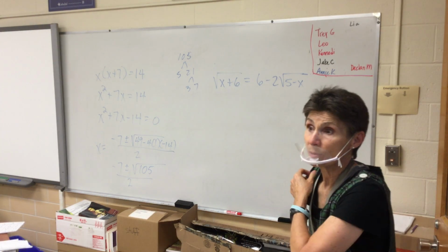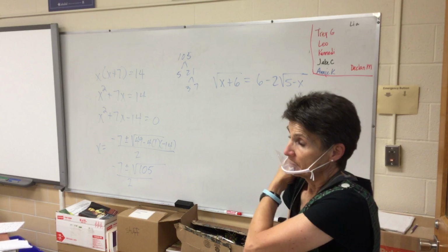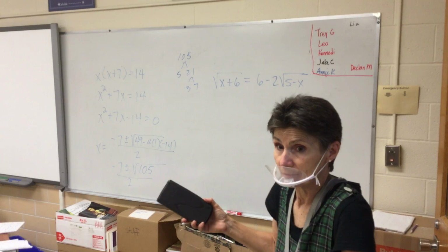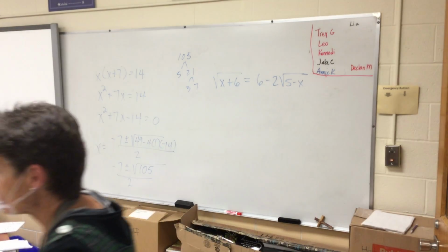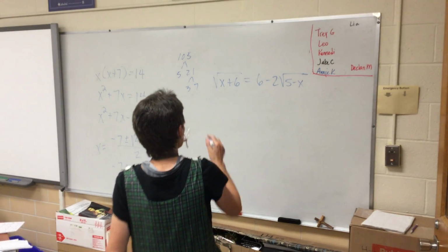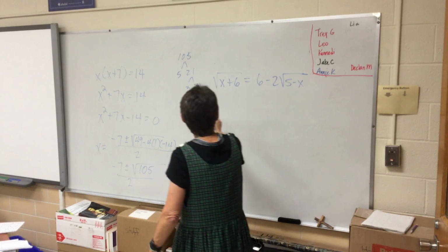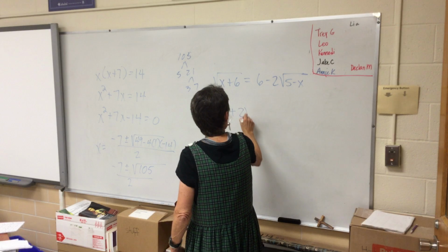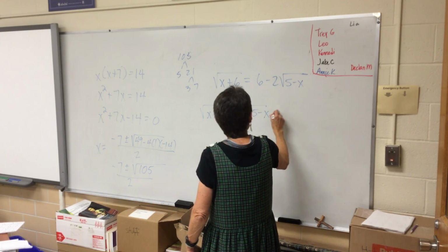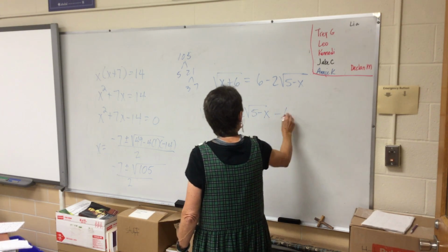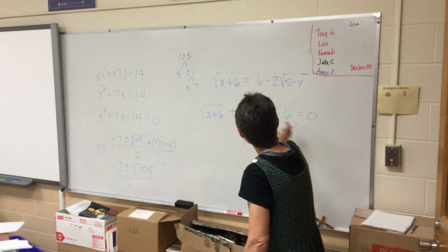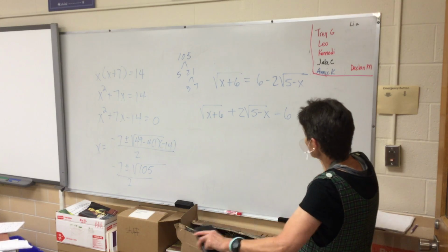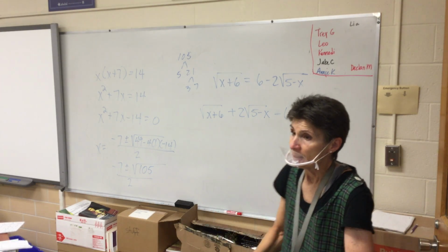What are some options we have? What are you thinking about doing? Just moving everything to one side? If we move everything to one side, it doesn't really matter which side we move it to. Okay, so I moved everything over here. You might have subtracted that and moved it over here. Makes no difference either way.